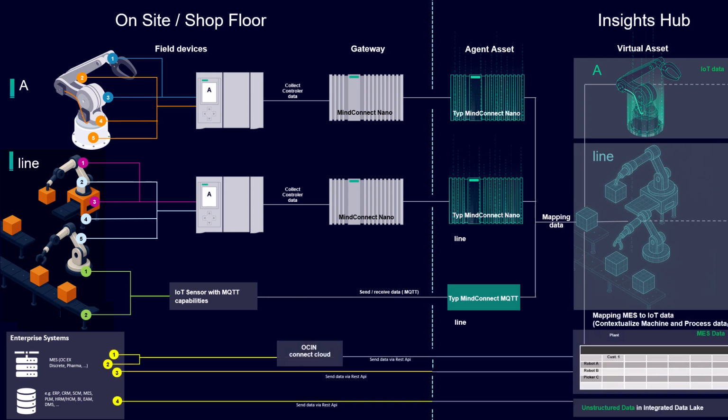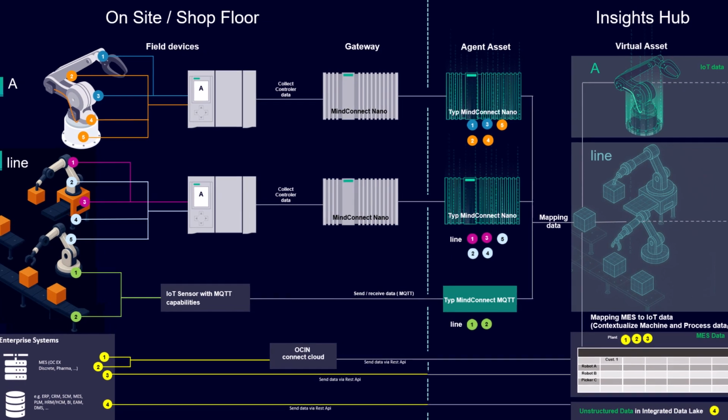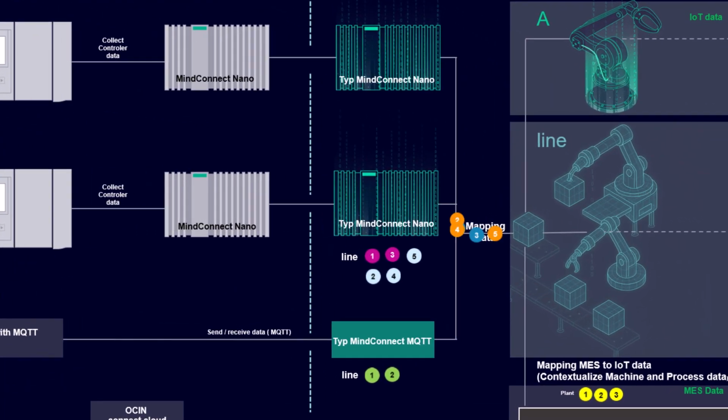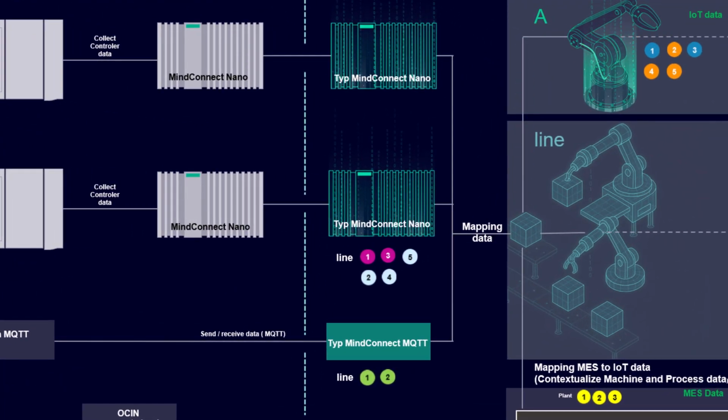Robot A's data is collected via its controller and a gateway, as in the first example. The complex production line and the enterprise system ingest their data into Insights Hub in the same way as in our previous example. Even the mapping works similarly to the examples before. The single robot's data arrives in the data model in the right place, and all data for the production line is again combined in the right place within the data model.